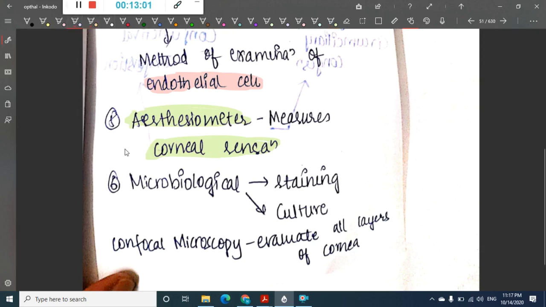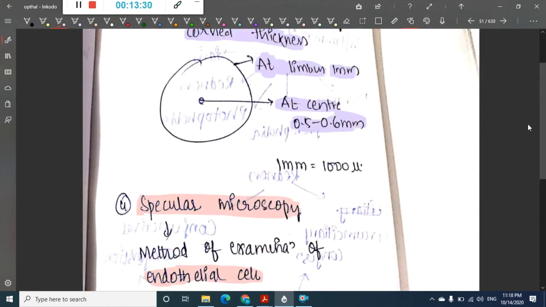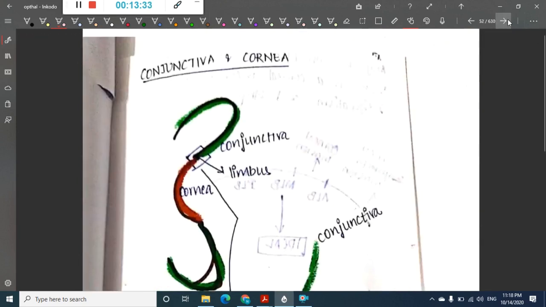Okay, then we have something called microbiological examination. In microbiological examination, we can do staining and we can also do culture. Okay, then for evaluating the layers of the cornea, we have a microscope called confocal microscopy. This is done to evaluate all the layers of the cornea. Okay, so these are the instruments which are used for corneal examination.